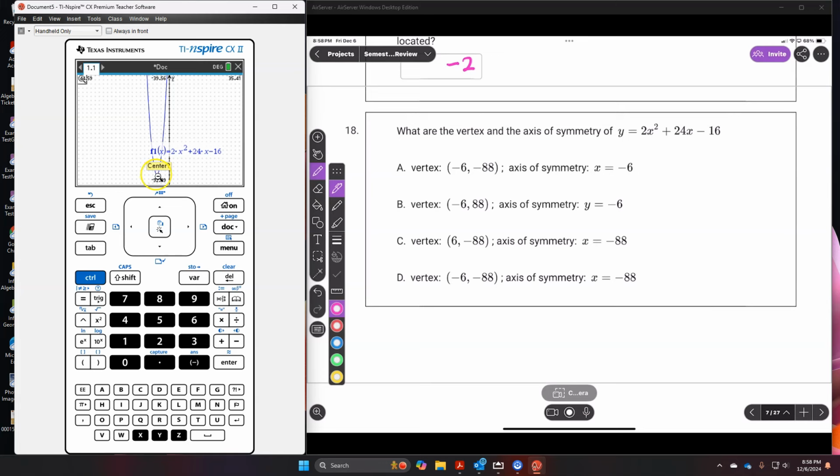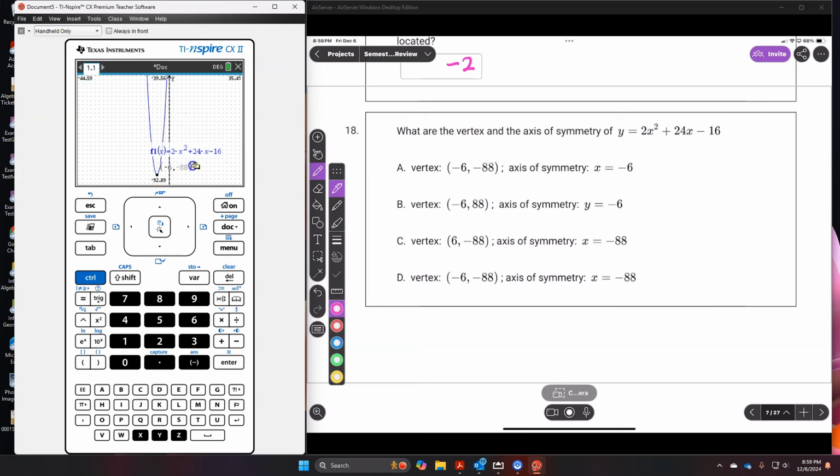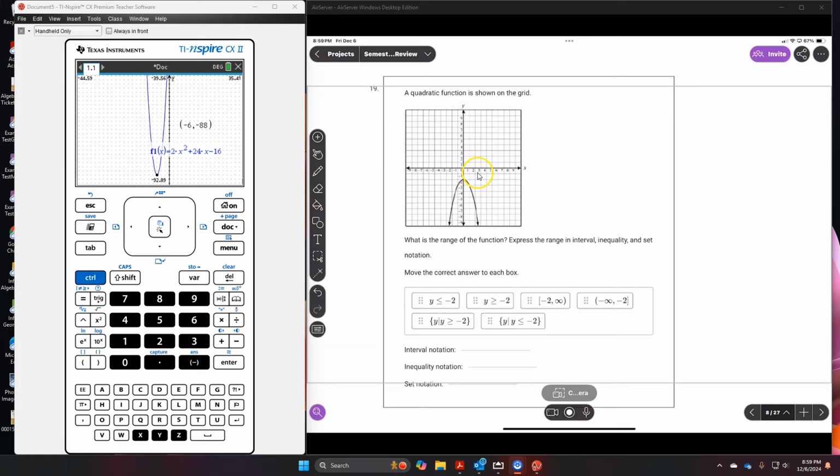And you notice here's the lowest point. So go to menu, analyze graph, minimum. I don't know why I was saying intersection. So the minimum is -6, -88. So we have -6 and -88. -6 and 88, so that's wrong. This says 6 and -88, so that's wrong. So it's between these two. Which is the x value? It's -6, so your answer is that.